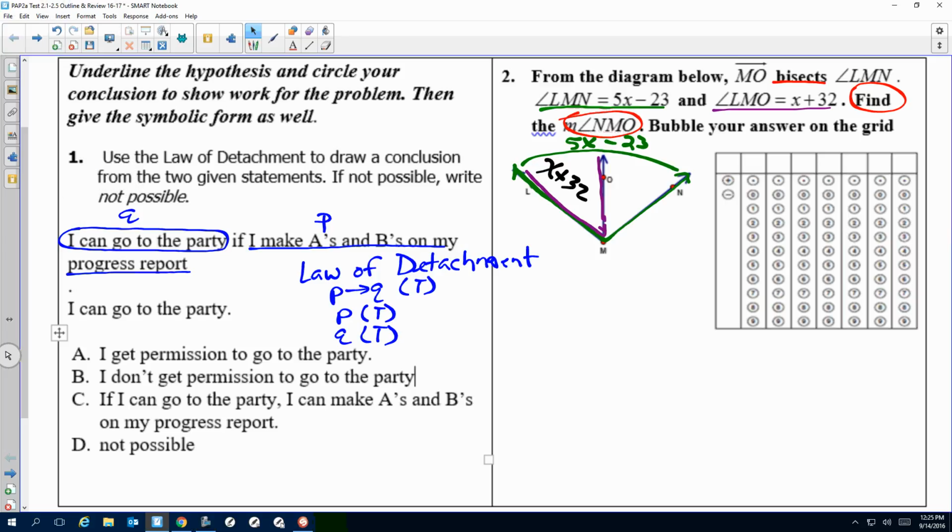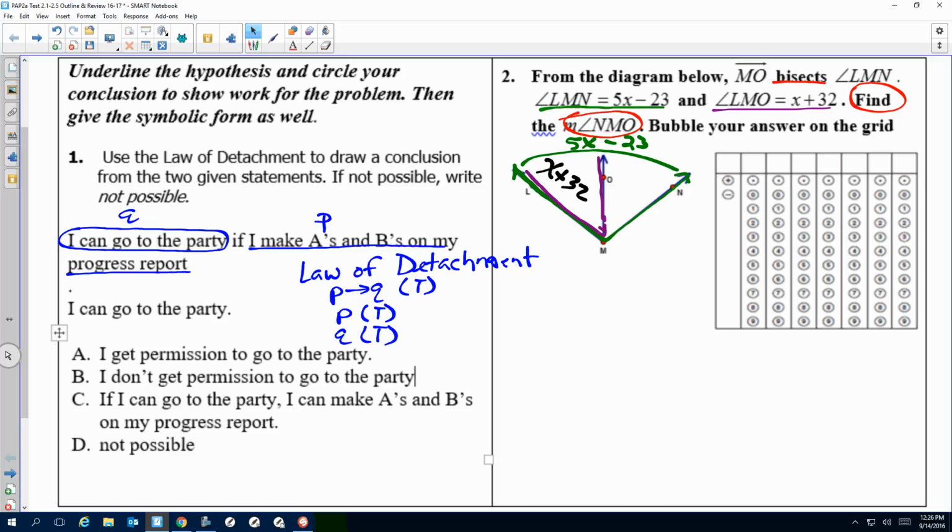To receive credit, you needed to underline the hypothesis, which is the part that starts after if. So that is, I make A's and B's on my progress report. The conclusion would be, I can go to the party. It doesn't always have to be given to you in if-then form. You still have to follow the rule. After if is the hypothesis. After the then or the comma would be your conclusion.